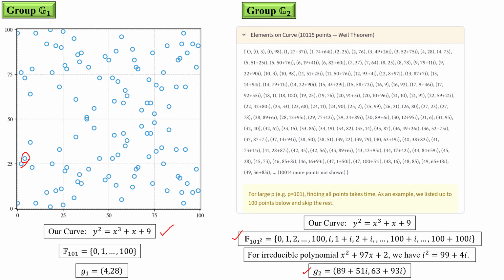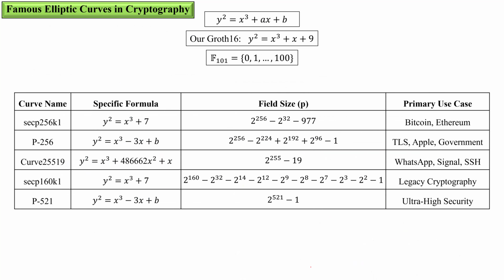So in the next lecture, you will see how these two groups allow us to define the concept of pairing, and pairing is a tool that we need to design Groth16. Okay, so for our discussion, we use this elliptic curve y to the power of 2 equals x to the power of 3 plus x plus 9, and this very small field with a small value for the prime, which is 101.